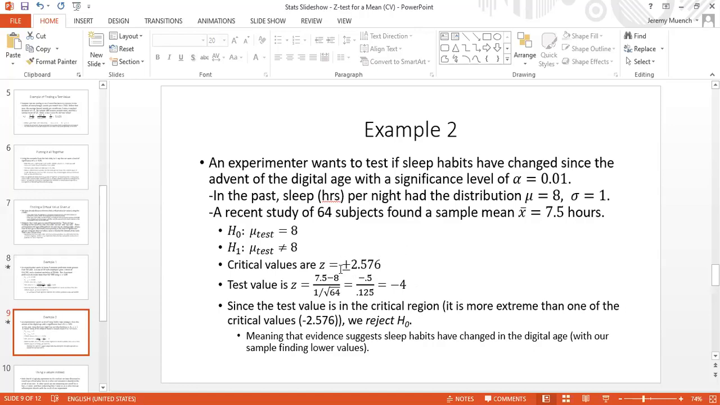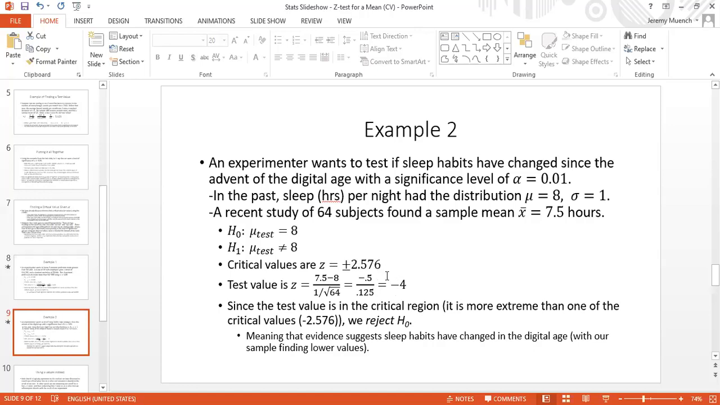What we have here is a z of negative 4, and this is extreme, but not as extreme as you'll see, I would suspect. But anyway, this negative 4 is definitely in the critical region, or the negative side of the critical regions for our two-tailed test in particular, because this negative 4 is certainly more extreme than negative 2.576.